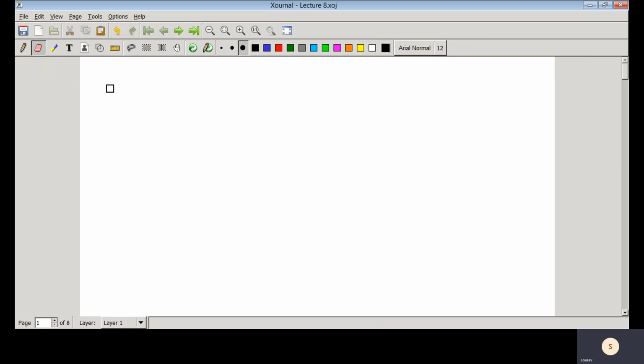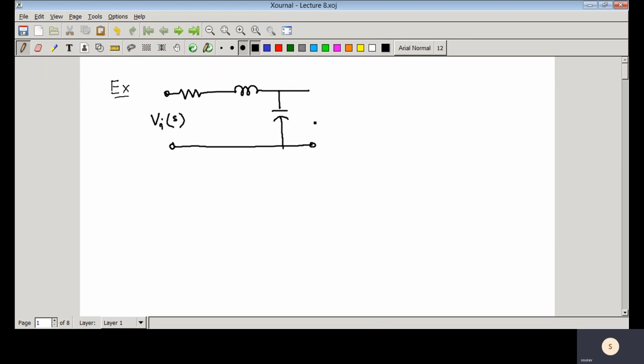So it is that series RLC circuit. You have one inductor and that capacitor. The applied voltage is Vi(s), and the output voltage across that capacitor is what we are interested in finding.